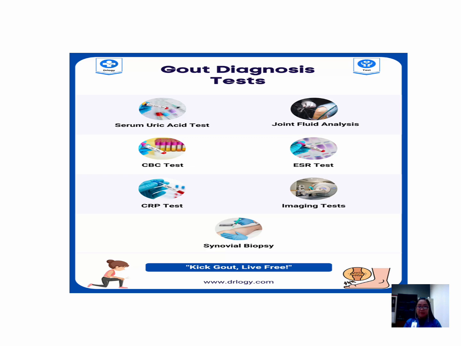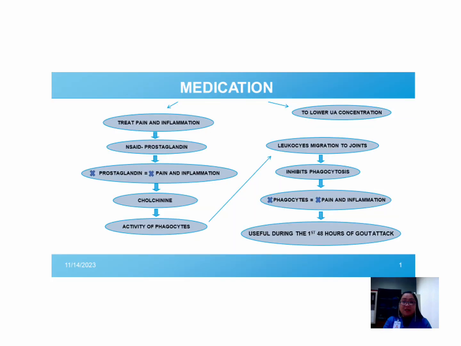The next slide is the summary that I've done in relation to the medication management for our patients. So with this, we have to think of what would be our objective in dealing with gouty patients, or those patients who had a gouty attack. The first objective is to treat the pain and inflammation. And the second is how we are going to lower the uric acid concentration in the body. Let us go first to the first objective, which is to treat pain and inflammation.